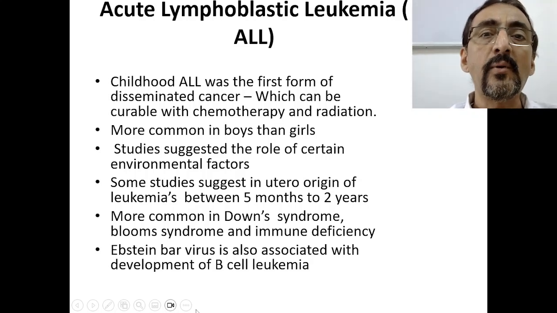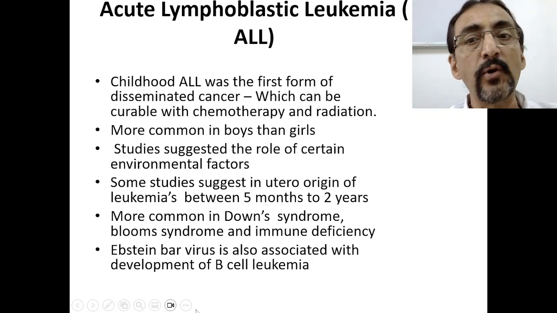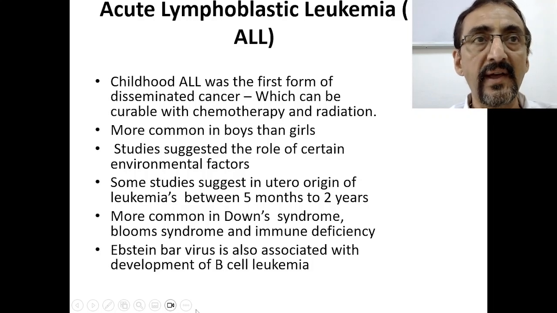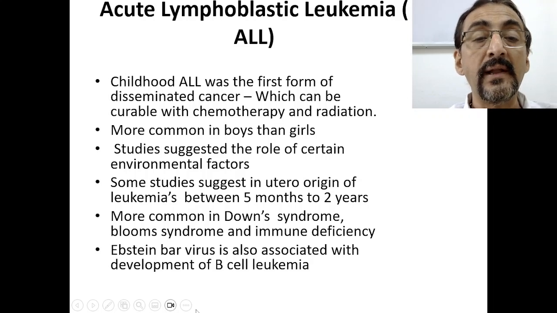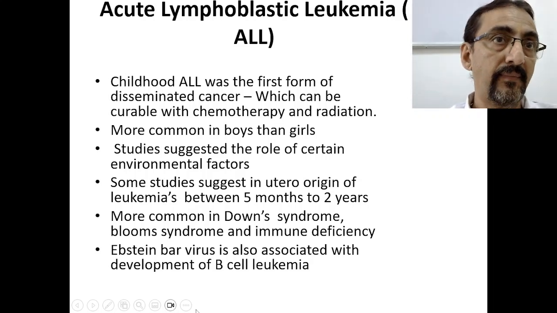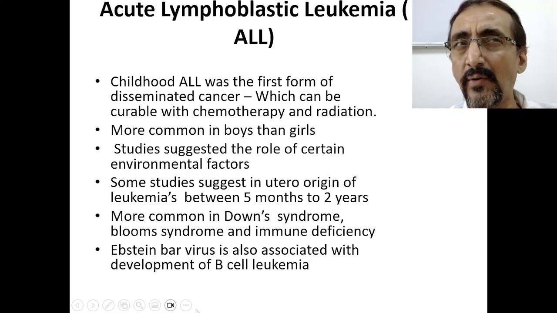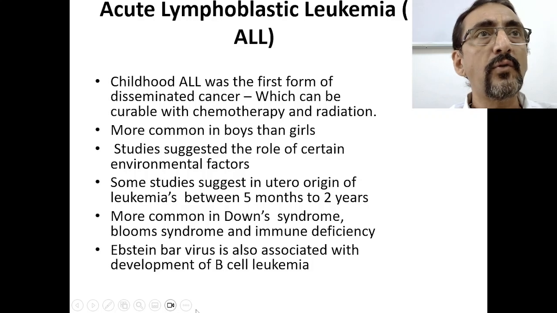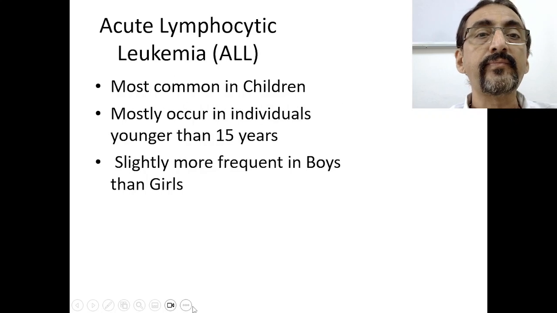Now, ALL is more common in patients with Down syndrome, Bloom syndrome, and some of the immune deficiency problems. Epstein-Barr virus, the name has to be remembered. Epstein-Barr virus is also associated with the development of B cell leukemia. Epstein-Barr virus is quite dangerous, and it is associated with many disorders. So it also has its association with the B cell leukemias.